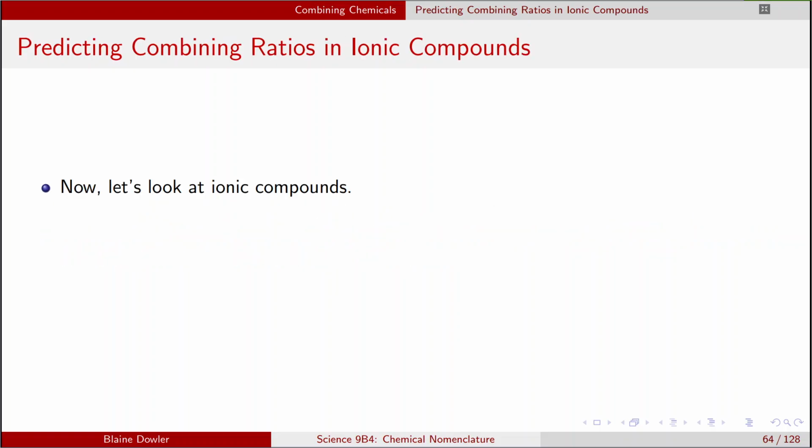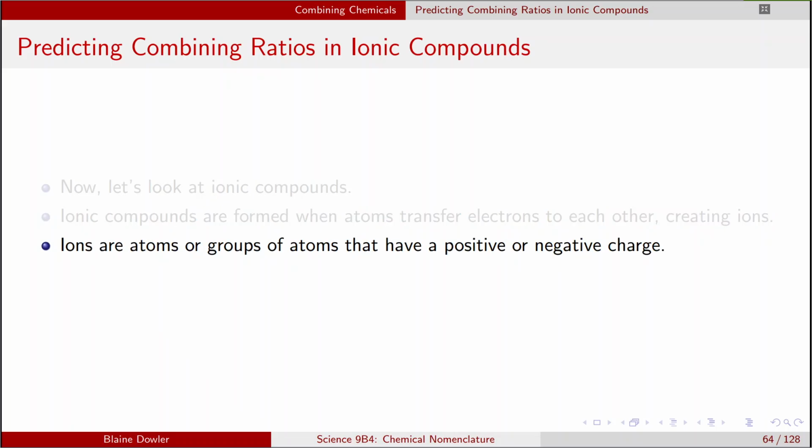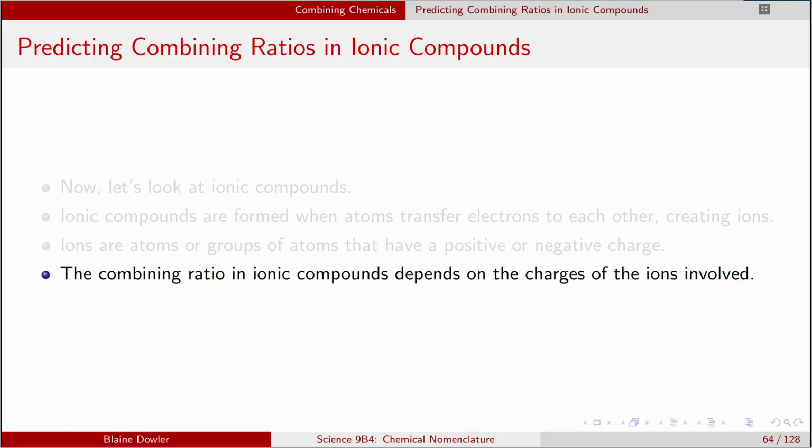Predicting combining ratios in ionic compounds. Now let's look at ionic compounds. Ionic compounds are formed when atoms transfer electrons to each other, creating ions. Ions are atoms or groups of atoms that have a positive or negative charge. The combining ratio in ionic compounds depends on the charges of the ions involved.